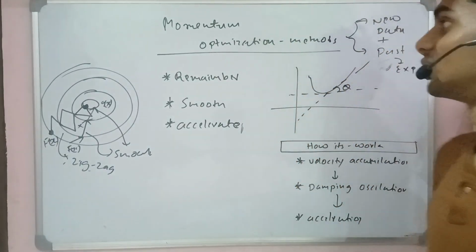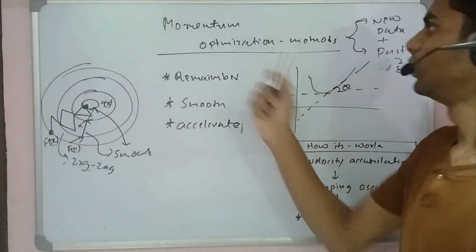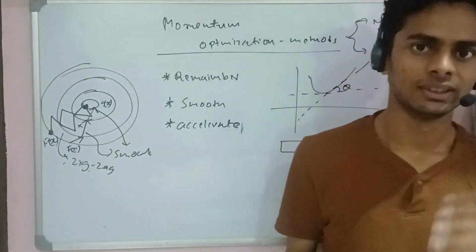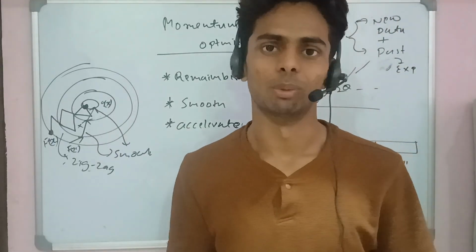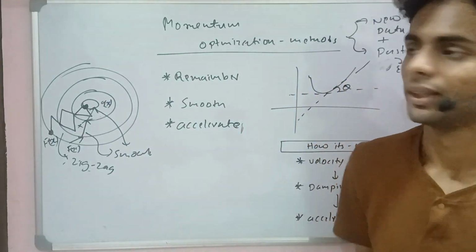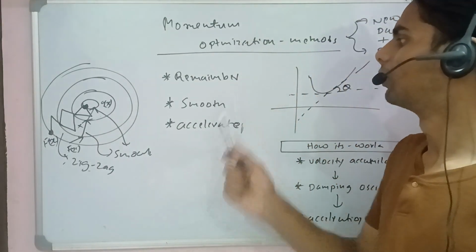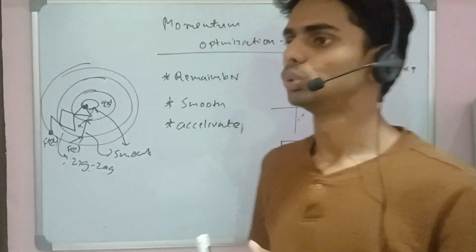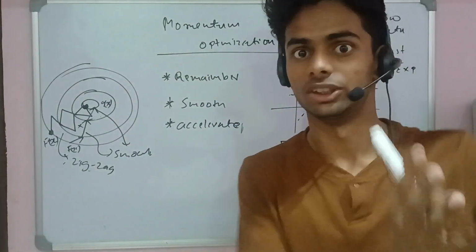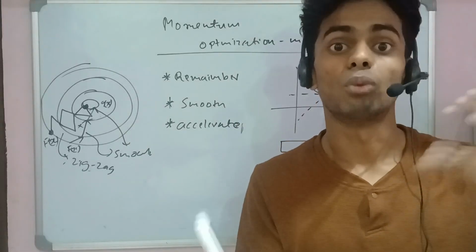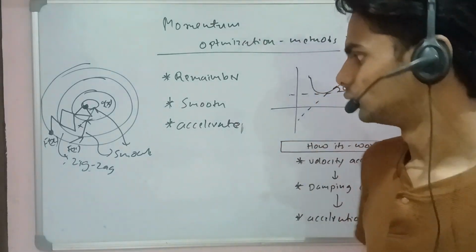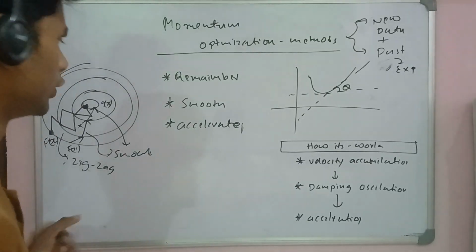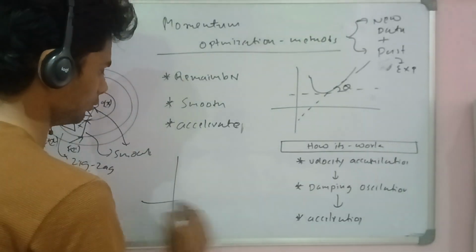So again, let's come to understand momentum optimization. I give three magic words to explain what momentum is and how it is helpful for us: remember, smooth, and acceleration. It helps us remember and recall all the concepts that the model has learned. So let's suppose this particular graph.